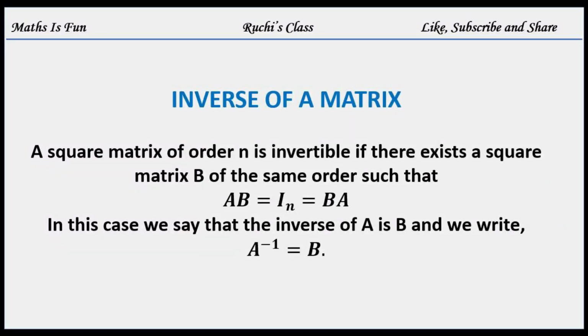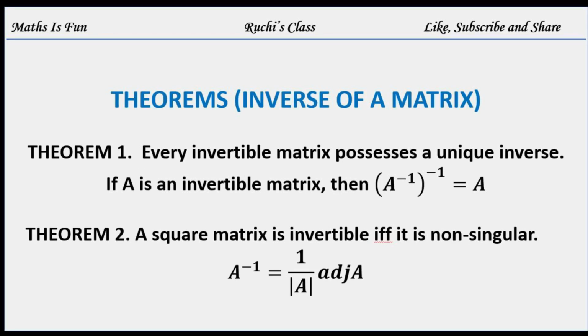A square matrix A of order n is invertible if there exists a square matrix B of the same order such that AB is equal to identity of order n equals BA. In such case, we say that inverse of A is B and we write A inverse is equal to B. Now there are certain theorems related to it. We are not going to prove all the theorems, I will just tell you the statements of the theorems.